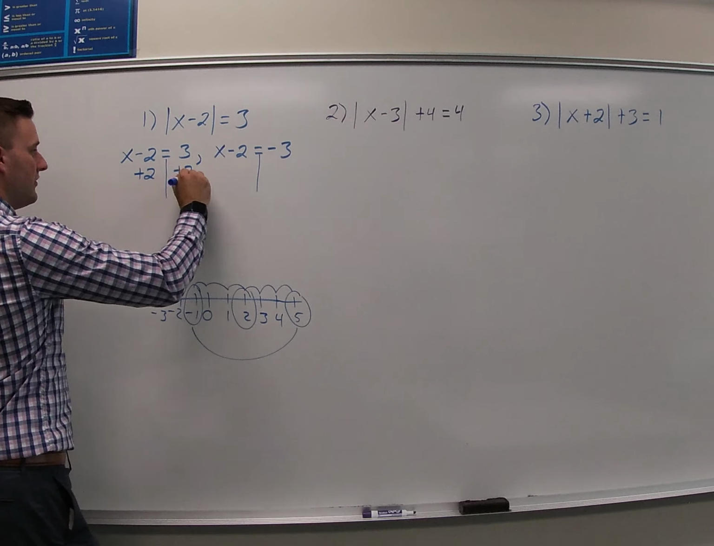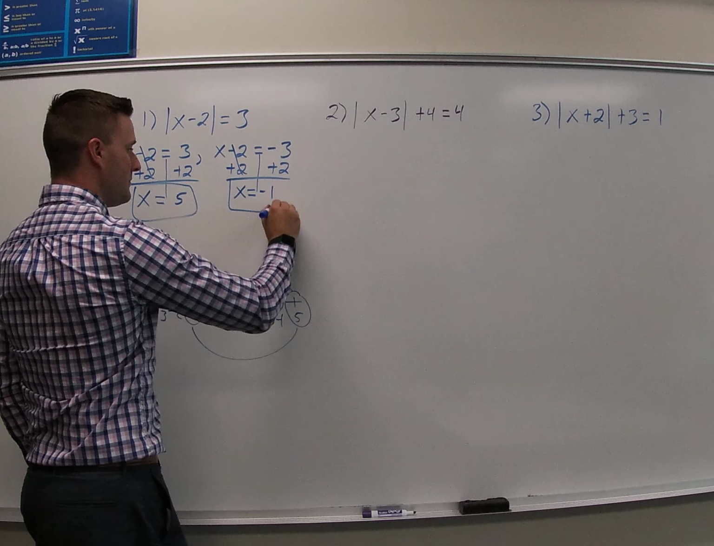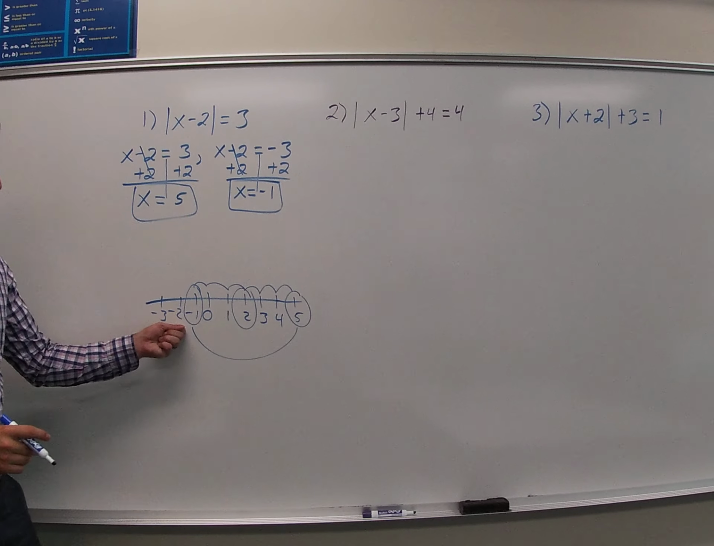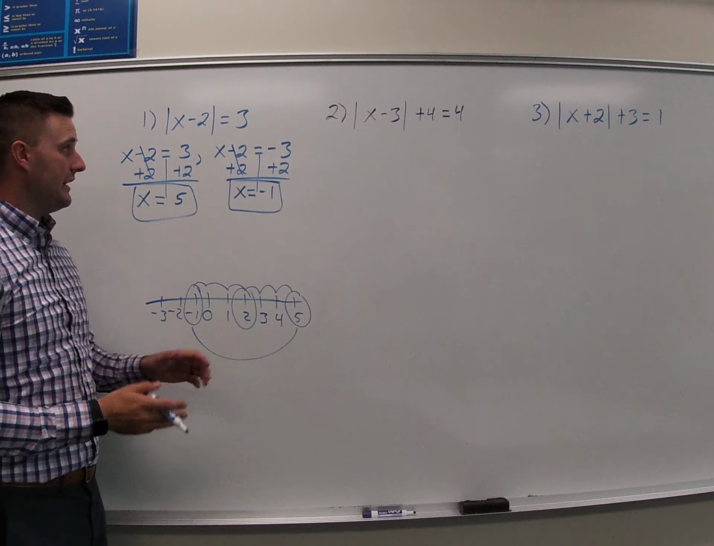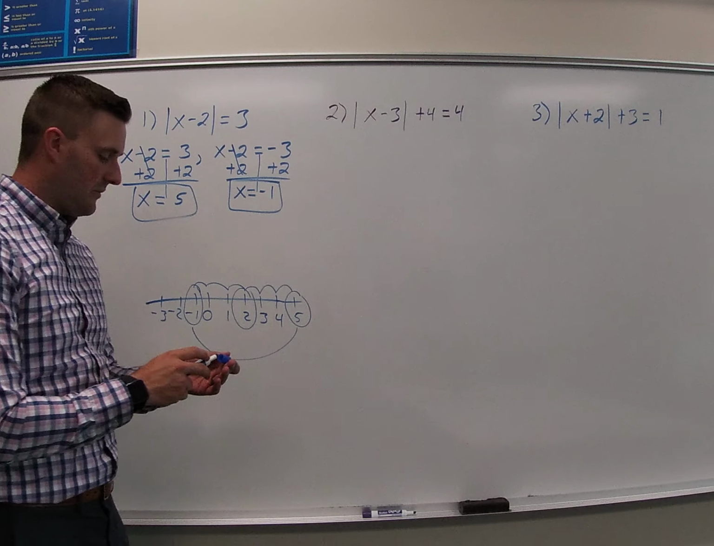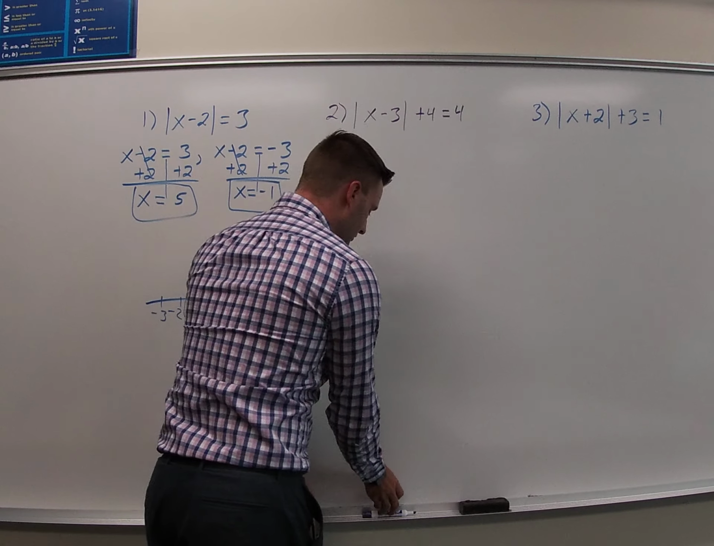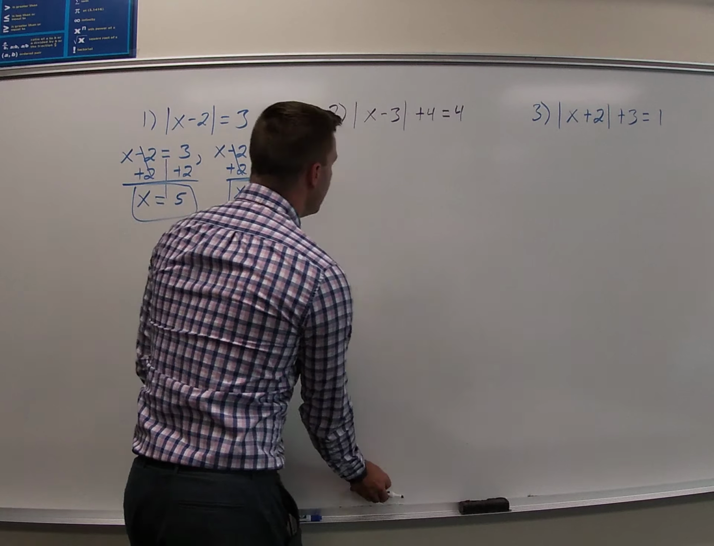So these will cancel out. I'm left with x equals 3 plus 2 is 5, which is one of the numbers we were hoping to get, knowing it was a distance of 3 from the number 2 on a number line. The other example, after those cancel out, we get x equals, now -3 plus 2 would be -1. And again, that's the other answer we were hoping to get with our number line illustration. Now, if your brain doesn't work that way, that's okay. It doesn't need to. Let's take a look at number 2.